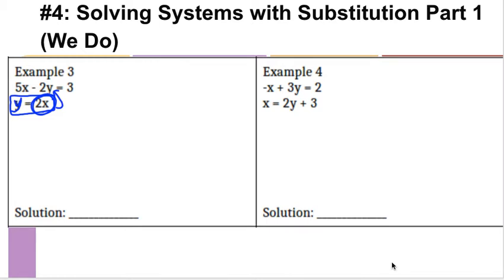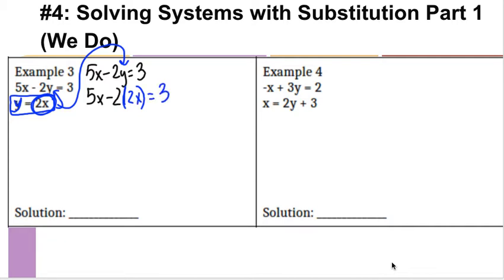So let me rewrite the top equation. 5x minus 2y equals 3. But instead of y, I'm now going to write 2x. Okay? Now remember, the whole idea is that you're actually replacing it. So don't rewrite y. You replace the y, it completely disappears, with 2x.